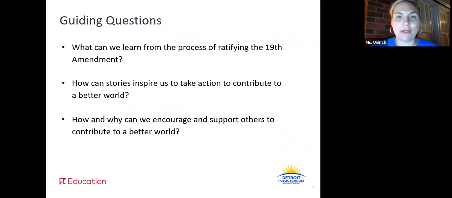Let's look first at our guiding questions. What can we learn from the process of ratifying the 19th Amendment? How can stories inspire us to take action to contribute to a better world? How and why can we encourage and support others to contribute to a better world? Remember, these guiding questions will be following us throughout the lessons each week, and they help to steer our thinking and help us to grow these ideas.